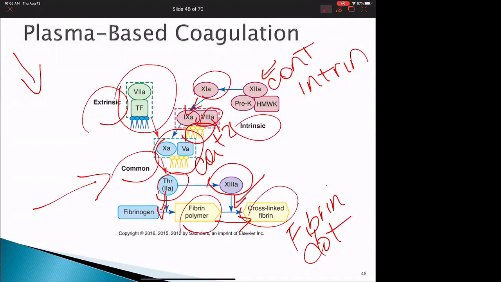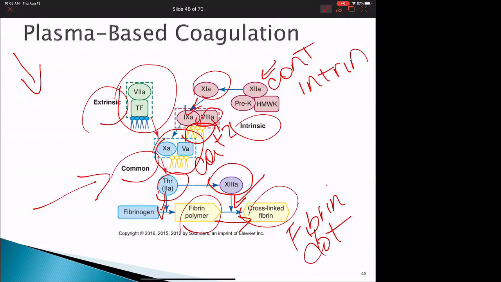The plasma-based model mimics what's happening in vitro. So it's not the way it actually happens in your body, but in a test tube. In a test tube, there's a way to activate these contact factors so that they can initiate this intrinsic cascade, okay?